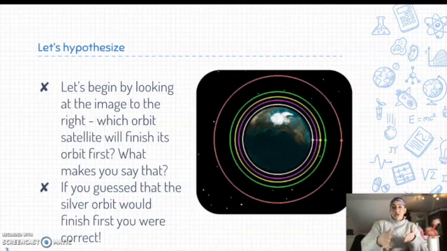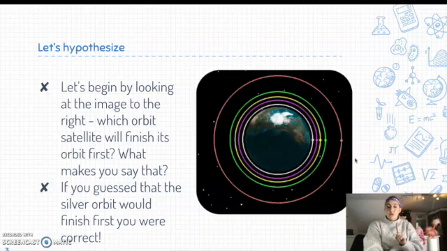I want you to look at the image that's on the screen and pause for a second and think about the different items in these orbits. So we have a silver orbit, a purple, pink orbit, yellow, green, and red. And I want you to make a hypothesis as to which object will complete its orbit one time around first.